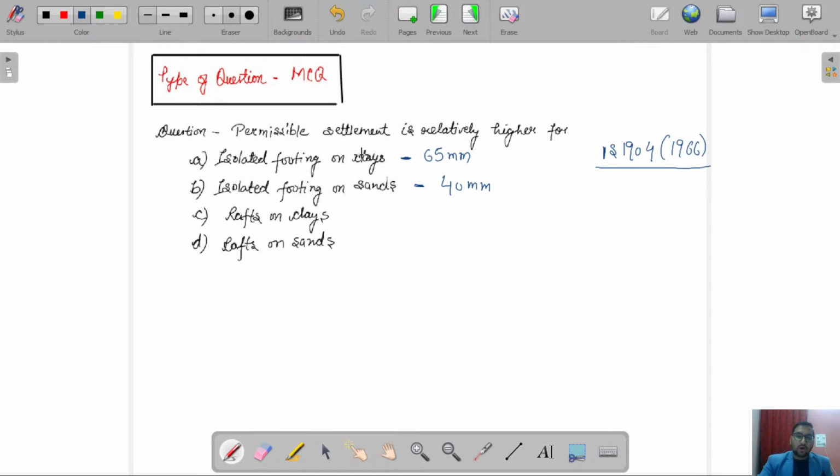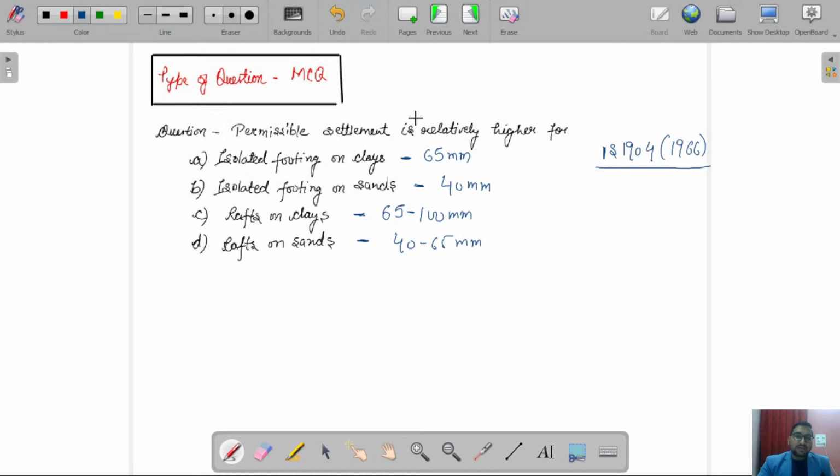Now, the raft on clay: the permissible settlement is 65 to 100 mm. Whereas raft on sand, it is 40 to 65 mm. Now, suppose I don't remember these values, how to answer this type of questions?